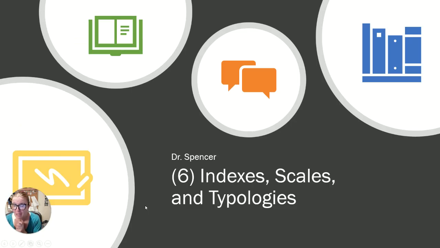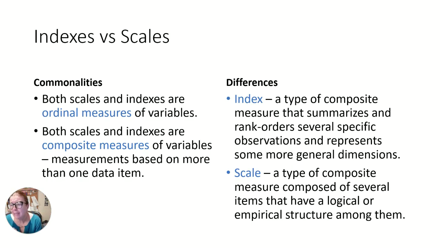Welcome to Chapter 6. We're going to talk about indexes, scales, and typologies. So indexes and scales are kind of similar. What they have in common is they're both measured at an ordinal level. So it goes in an order, but the distance between the different options is not equidistant. And they're both composite measures. So they're both taking several measures and combining them together in order to create a measure of some variable.